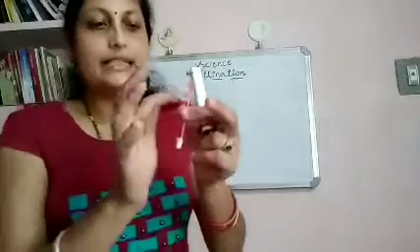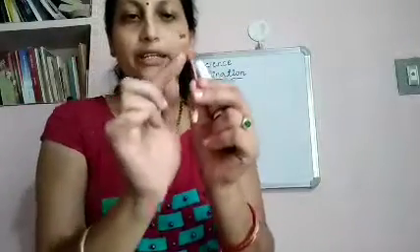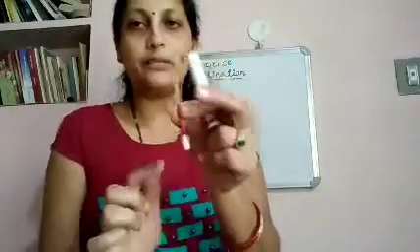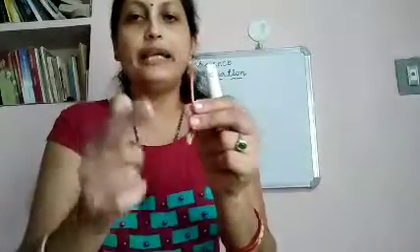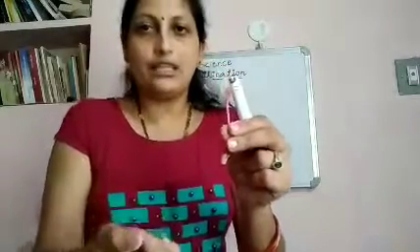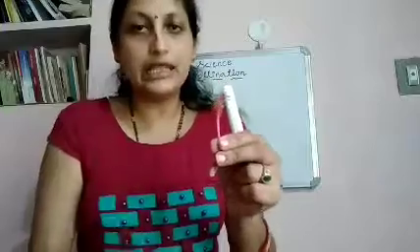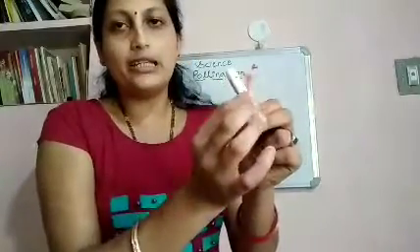So as I said, this is stamen. What you can see here, the yellow colored one. When you look at this hibiscus flower, you can easily identify stamen and carpel or pistil, the male and female reproductive parts clearly. So this yellow colored one that you can see here is stamen.